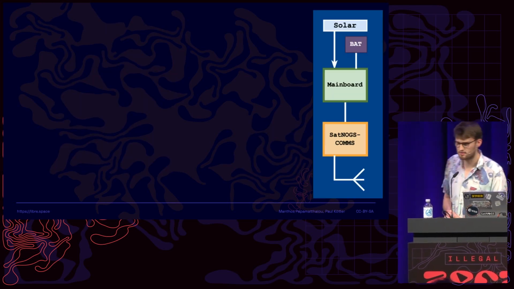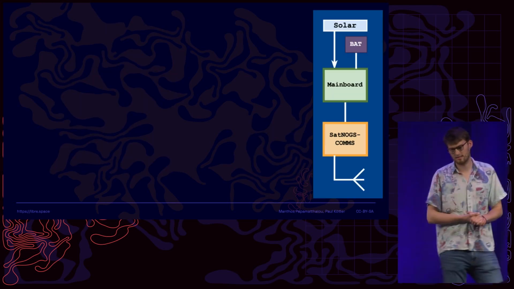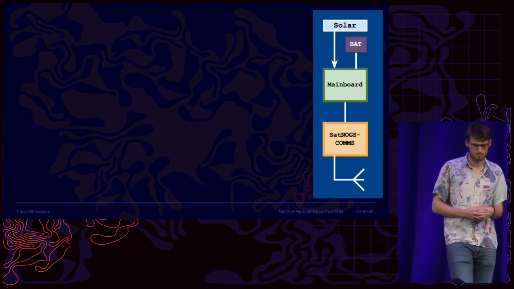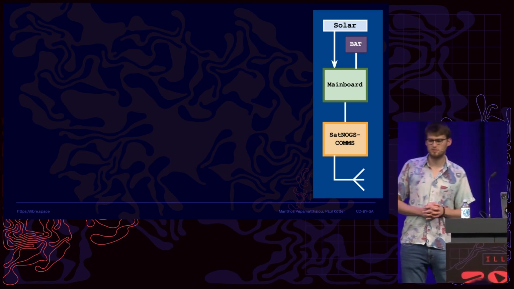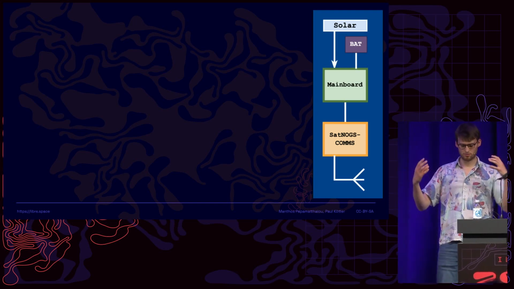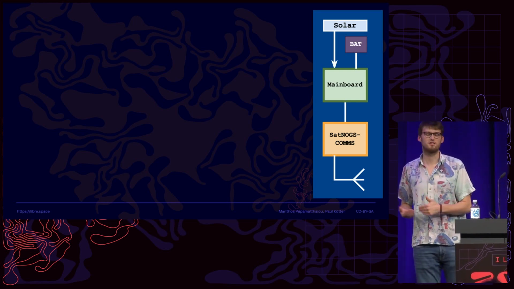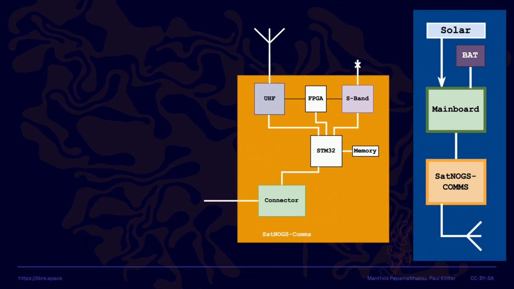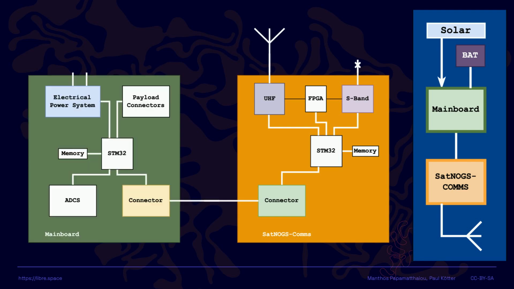Very simply, here on the right-hand side, on the bottom is the antenna of the satellite. Then we have a communication subsystem. The one we used is called SIDLOC comms, which is made to be very compatible with the SIDLOC network. And we have a main board that integrates a lot of the functionality, as well as the battery and, of course, the solar panels. This is a very simplified block diagram of the SIDLOC comms. It's STM32 based and has a UHF and an S-band front end, and an FPGA to help with all the math behind it. This is then connected to the main board.